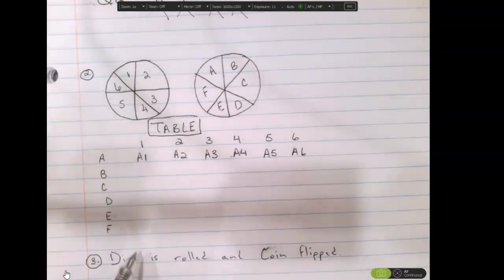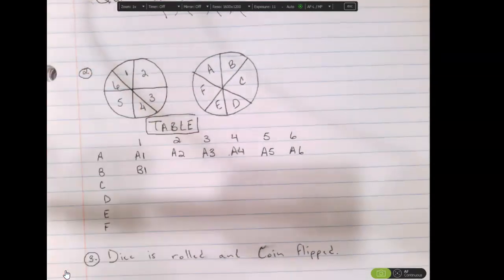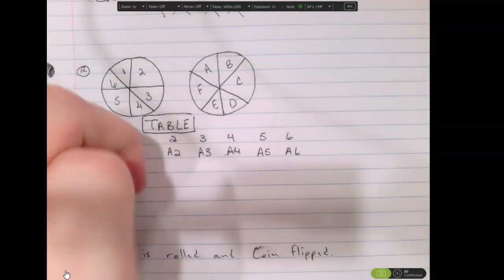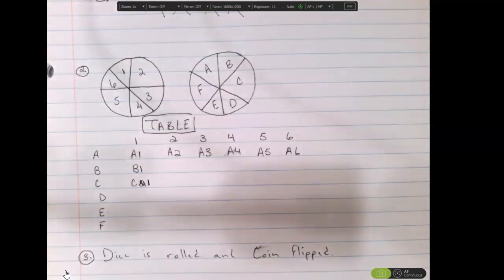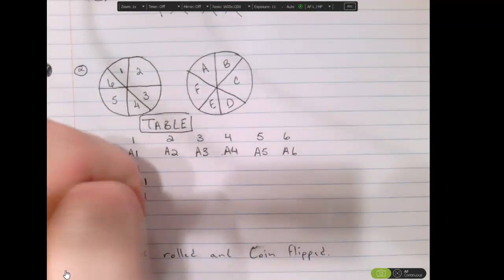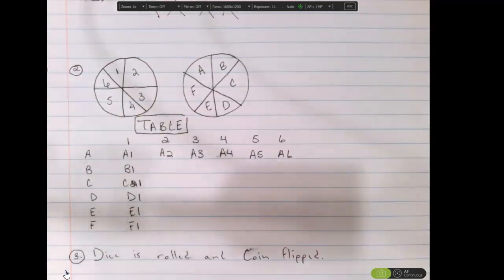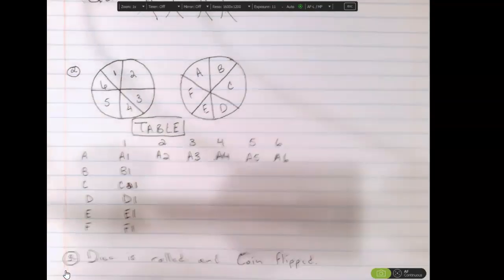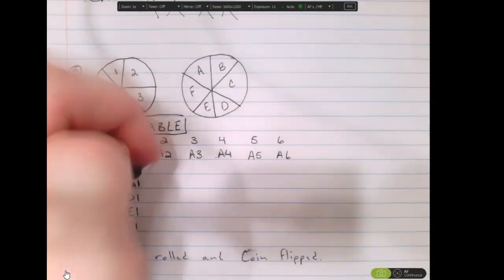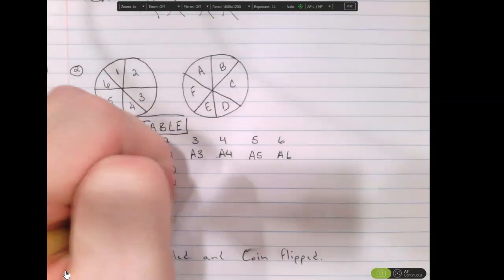Now, if I were to go down, it would be B, 1, or C, 1, or D, 1, or even E, 1 or F, 1. So the table, guys, becomes very repetitive, and as you can see, there's a lot of work because there's a lot of pieces to fill in. However, by doing this, while I'm talking, I'm going to go ahead and fill the rest of this in. By doing this, you have your sample space.